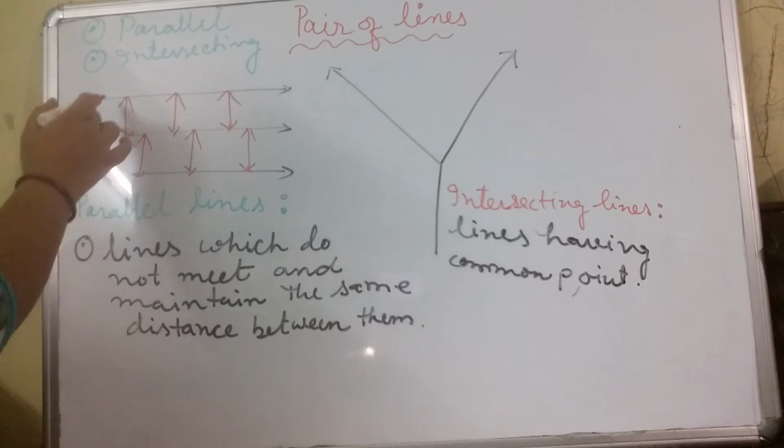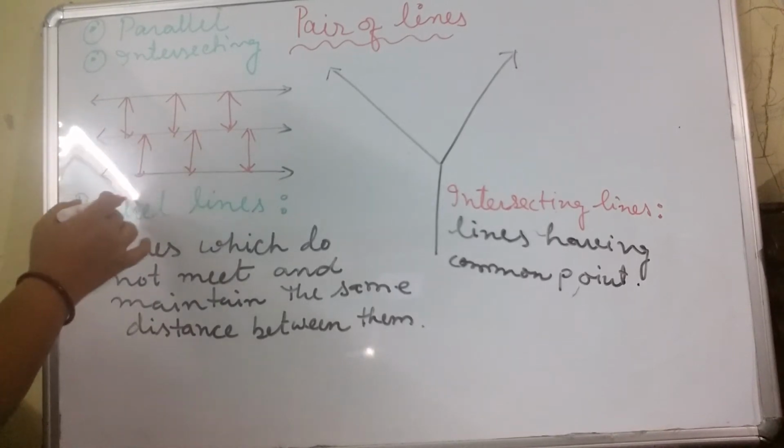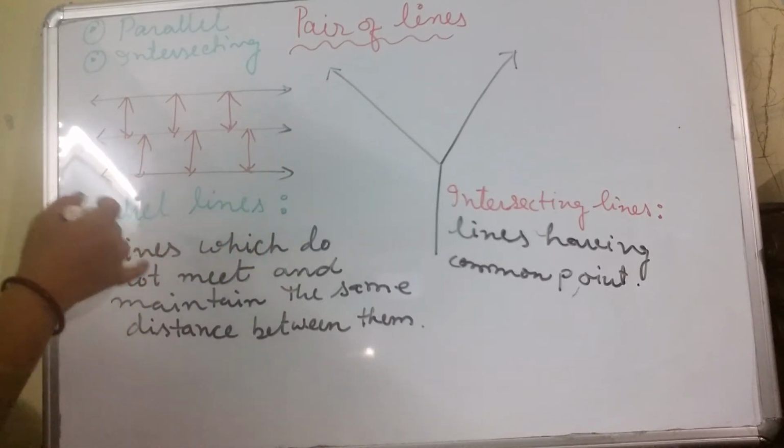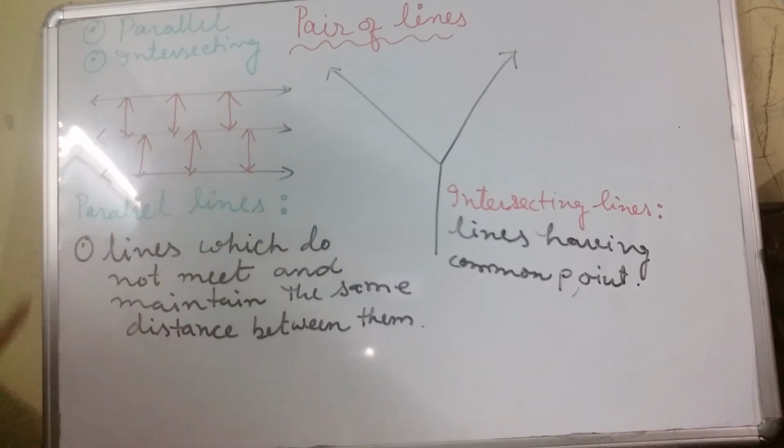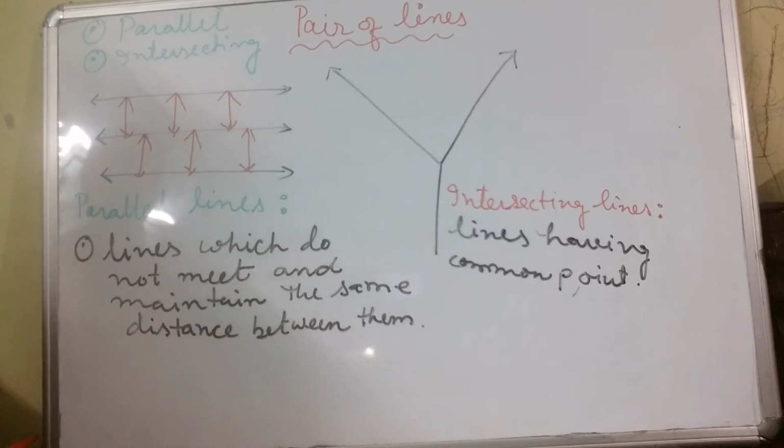Okay. I have drawn 3 lines. There can be 4, 5, many parallel lines together. Okay. So parallel lines are lines which do not meet and maintain the same distance between them.